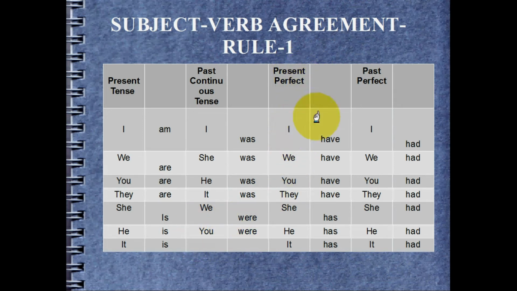In case of present perfect, have and has are used, and these are the subjects which take the helping verbs as given here. And in past perfect, you are well aware that a past perfect tense has had only.